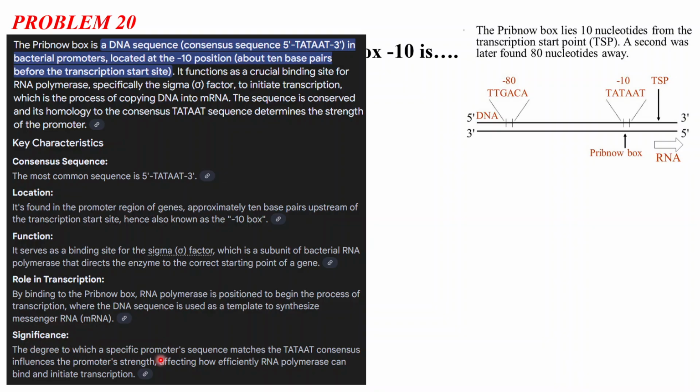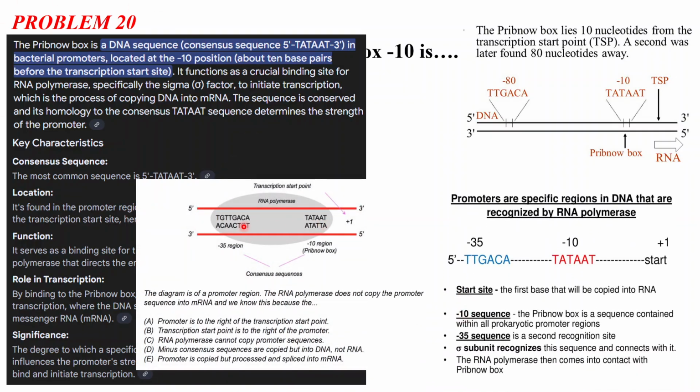Significance: the degree to which the specific promoter sequence matches the TATAAT consensus influences the promoter strength, affecting how efficiently RNA polymerase can bind and initiate transcription. So this is the RNA polymerase. This is the transcription start point. This is the DNA strand, and this is the RNA strand.